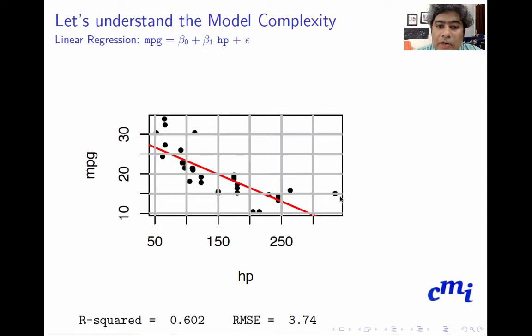Let us start with a very simple problem of our mtcars dataset. On the x-axis, I have considered the horsepower, and on the y-axis the miles per gallon. These are the points, and I have fitted a straight line regression: miles per gallon equals beta naught plus beta 1 times horsepower plus epsilon. The R square for this simple regression model is 0.602 and the root mean square error is 3.74.